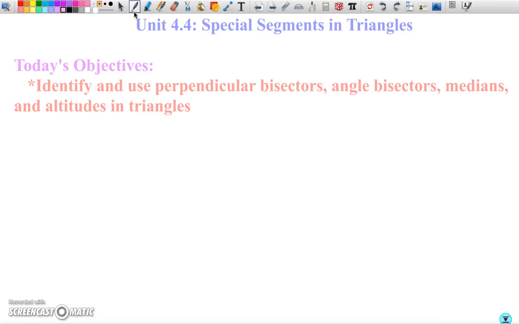Continuing with our theme of triangles and congruent triangles, we're going to identify and use a couple more special segments in triangles. So we're going to talk about perpendicular bisectors, angle bisectors, medians, and then altitudes.